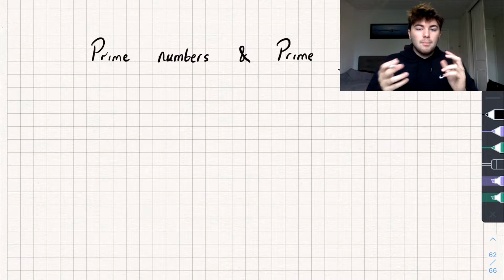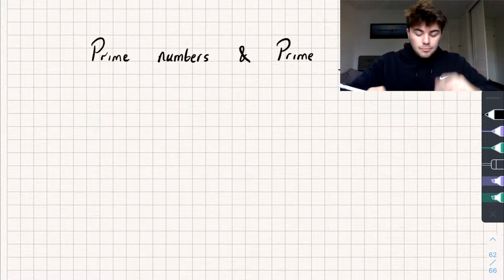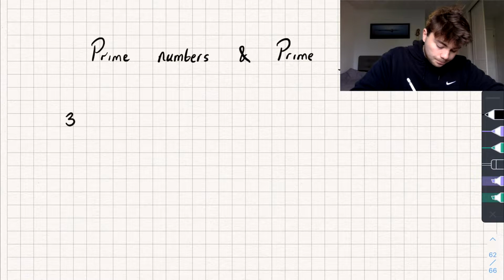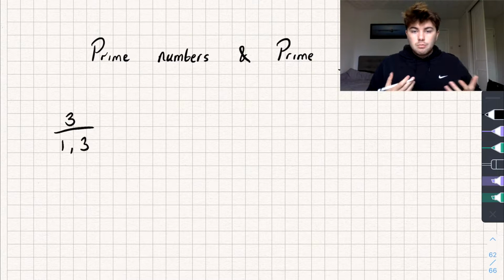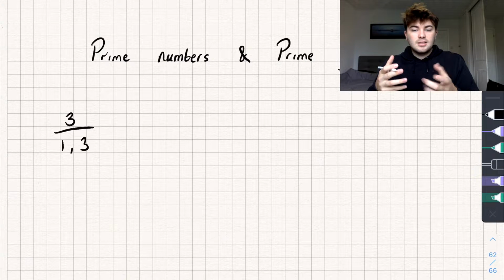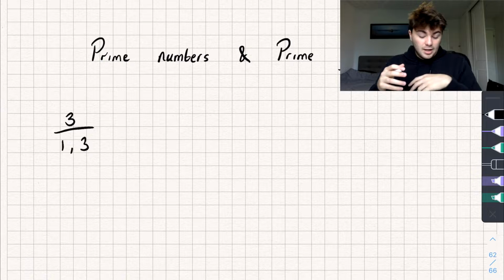Well, we call a number prime if it has exactly two factors. So for example, let's look at the number 3. This lists its factors where we get 1 and 3. And so 3 is a prime number because the only factors it has are 1 and itself. It has exactly two factors.